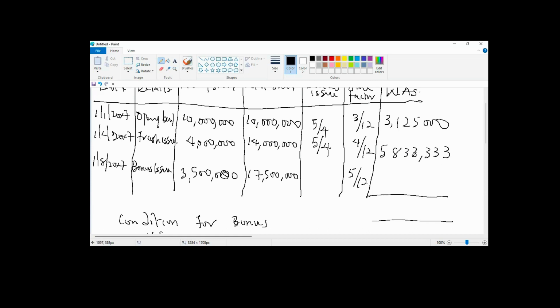Then the last one. Seven million, two hundred and ninety-one thousand, six hundred and sixty-seven. 91,667. I will now sum them together. What is the total? Sixteen million, 250,000. 16,250,000.